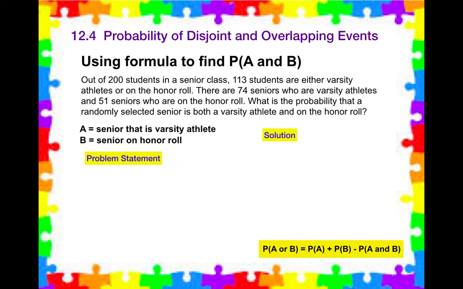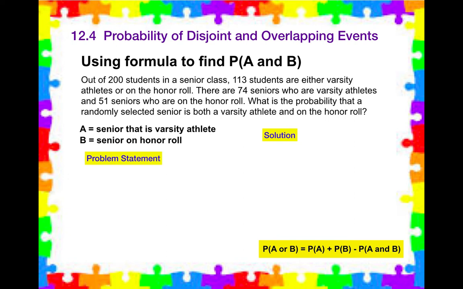Welcome back. This is Mr. Greenstein's Geometry. We're in section 12.4, and we're in the third out of three videos talking about probability of disjoint and overlapping events. Let's use the formula to find the probability of A and B.